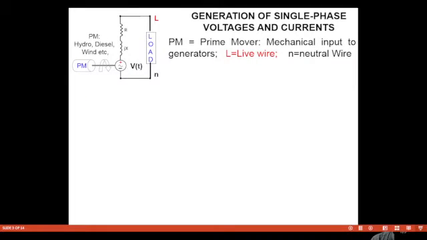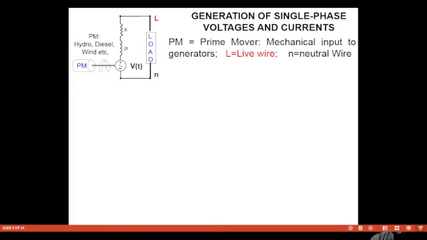Now, first we will take a single-phase generator. The question to keep in mind is that a generator converts mechanical energy into electrical energy. In the circuit diagram, we are shown the load, which is connected to the generator, and the generator is connected to the prime mover. The prime mover is a mechanical input to the generator. It could be a hydropower plant, a diesel engine, or any mechanical input.